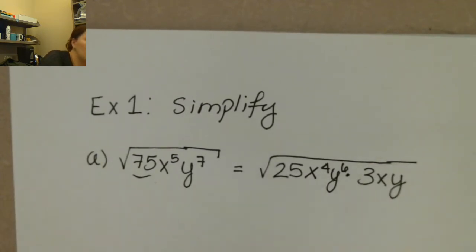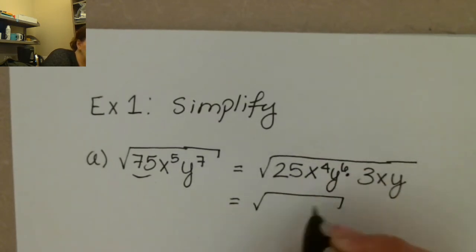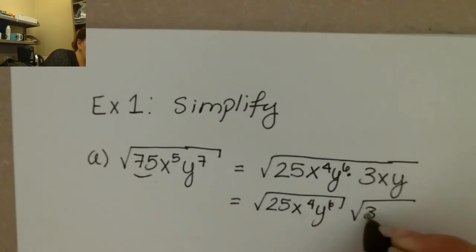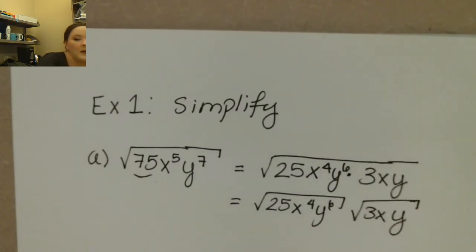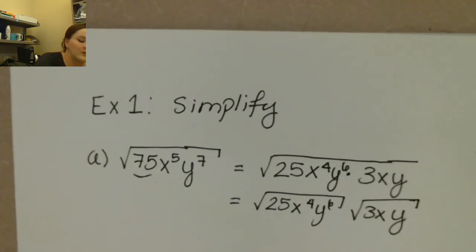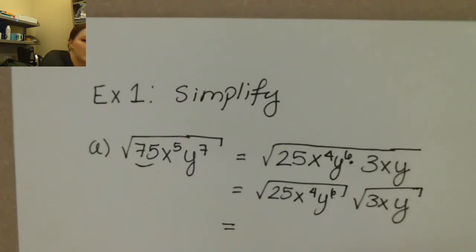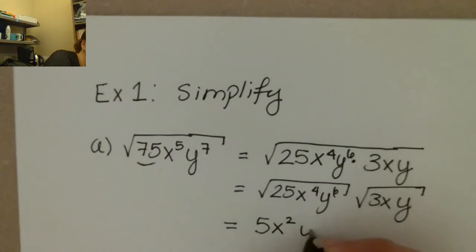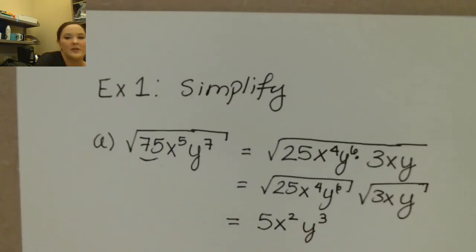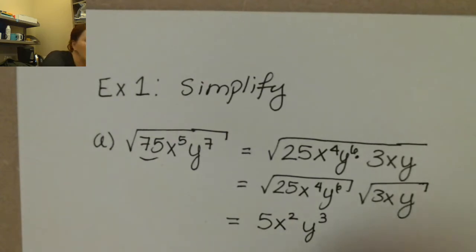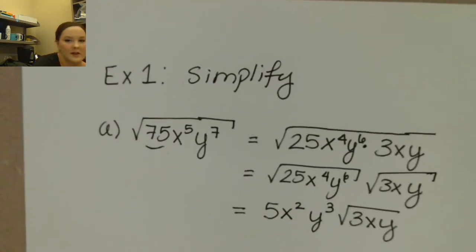So now we're actually going to split this up. And then we're going to evaluate the left part because this part comes out evenly. So we're going to take the square root for this. The square root of 25 is 5. The square root of x to the 4th is x squared, and the square root of y to the 6th is y cubed. So we're taking the square root of that part because it comes out evenly, and then the leftover components are just there in the square root.